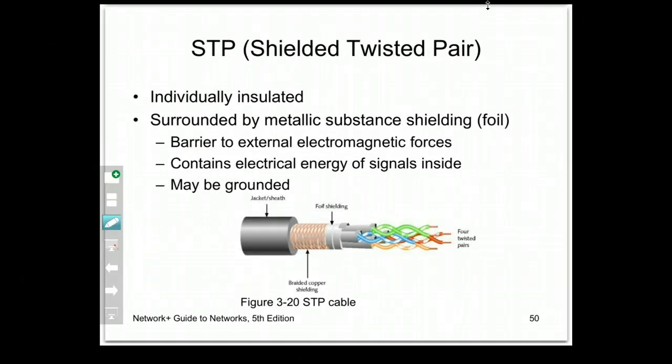So here we have a shielded twisted pair, individually insulated, as you can see here. They're surrounded by a metallic substance, a foil of some type, and a barrier to external electromagnetic forces. They may be grounded.